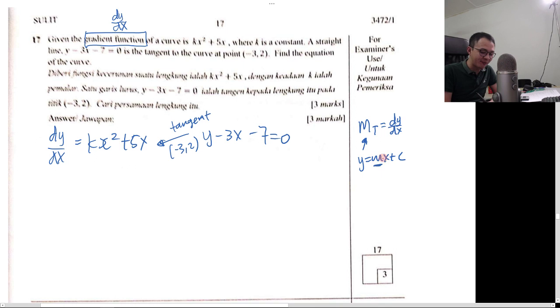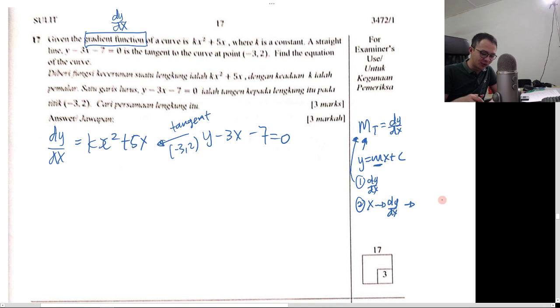Then the m basically is the gradient of tangent, if the question says the straight line is tangent to the curve, or else it's not. And the second way to get the gradient of tangent is you find the value of dy dx first, then you sub the x value into your dy dx, then you can get the gradient of tangent.